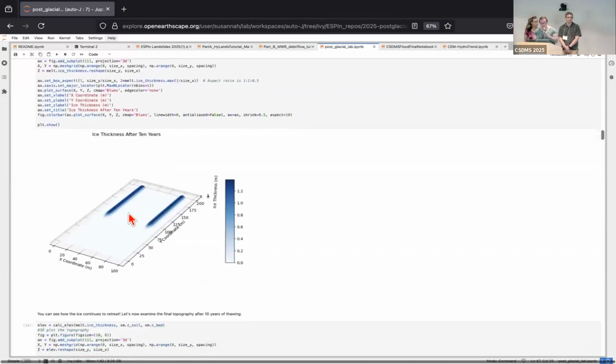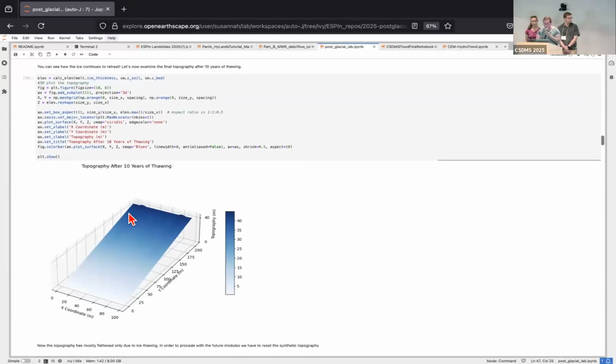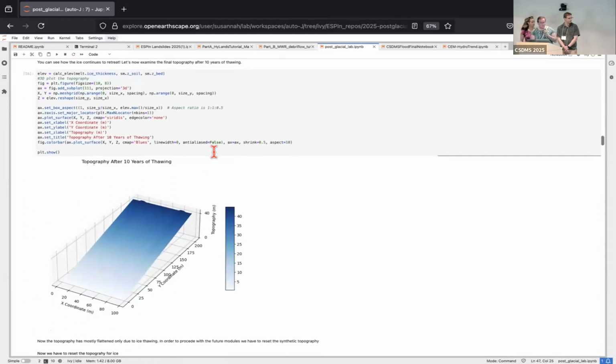And we can do this again over 10 years of thin soil thickness. The ice has almost disappeared really quickly. So on a geomorphic timescale, this will be very sudden, but it's only going to be triggered by changes in soil thickness. And we can see even after just 10 years, this is drastically reducing that initial topography of the moraines.